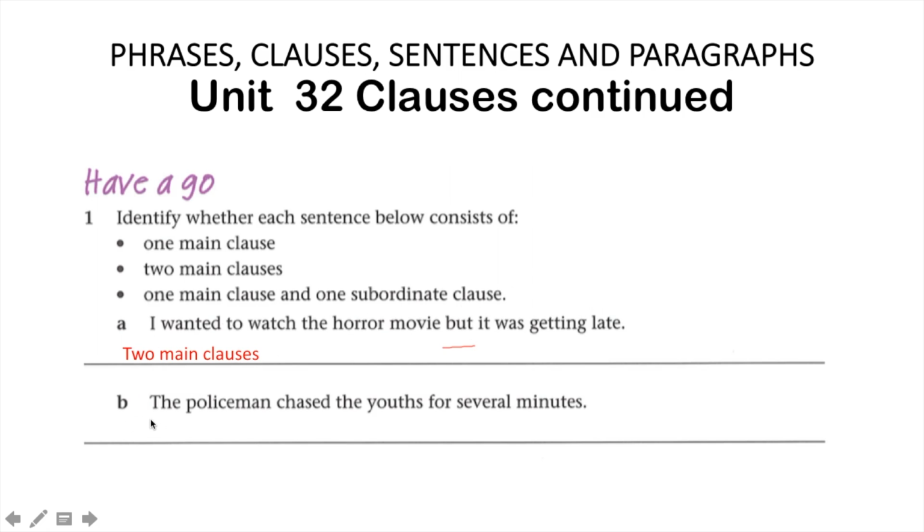For B, we've got the policeman chased the youths for several minutes. Here, there's only one main clause. I'll give you a bit of a hint with this one. Look out carefully for the conjunctions in these sentences, and I think that'll give you a bit of a clue.